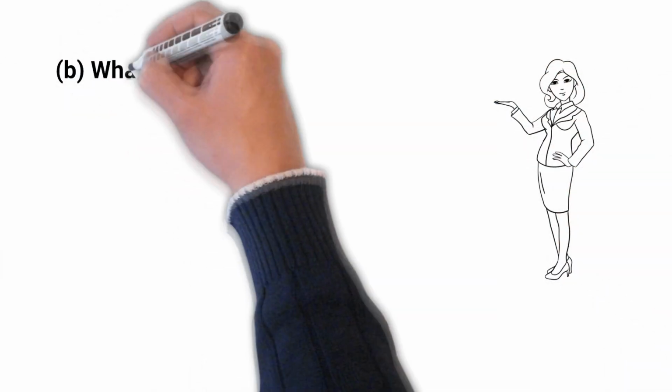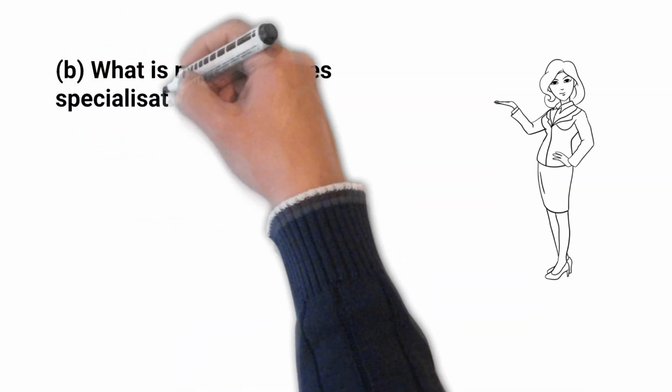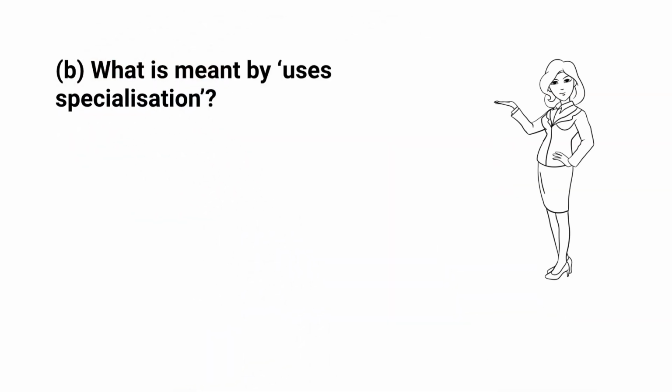Next, what is meant by uses specialization? Again, straight up knowledge question. The way in which work is divided so each worker concentrates on a specific task, so become expert at it. When people or businesses concentrate on what they are best at.